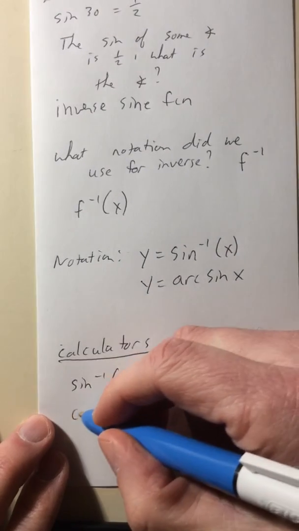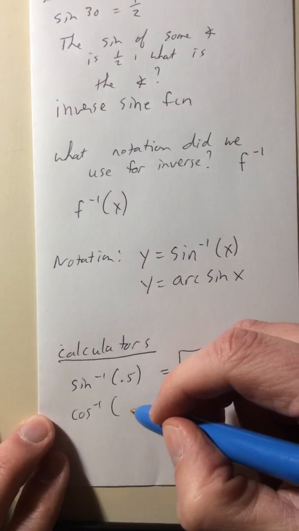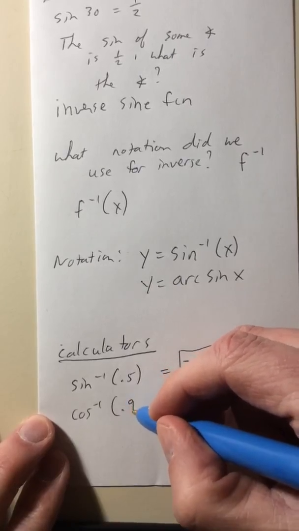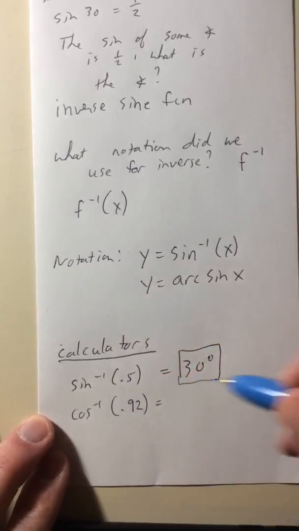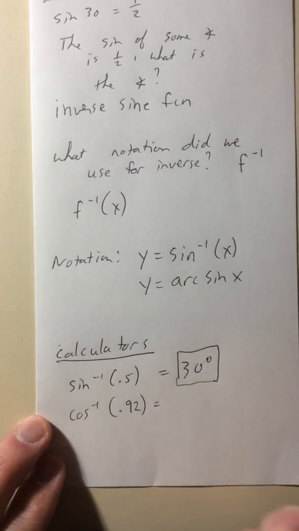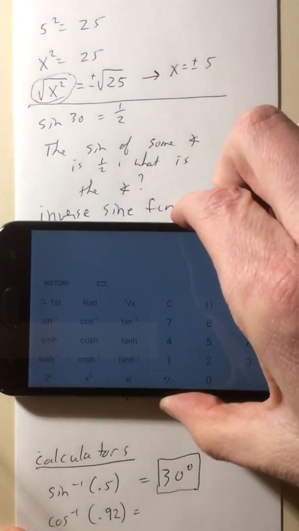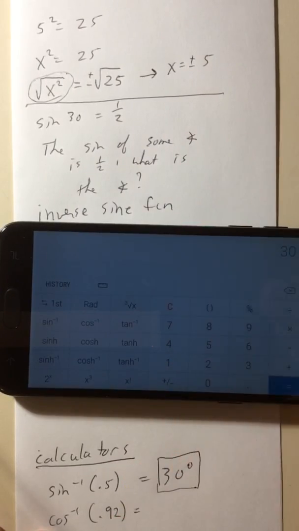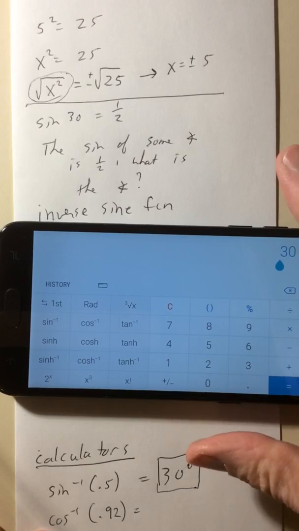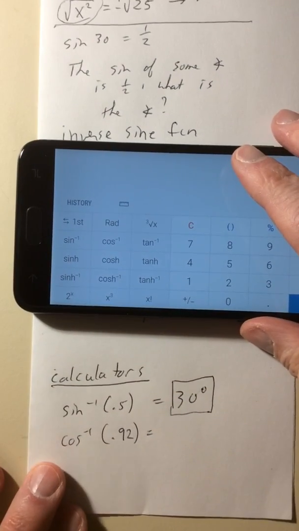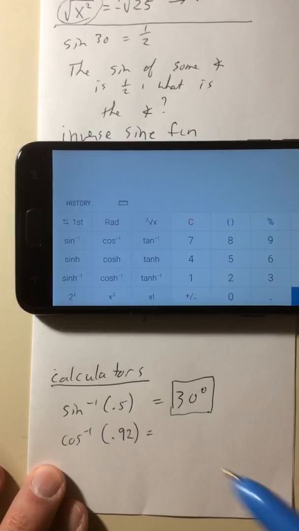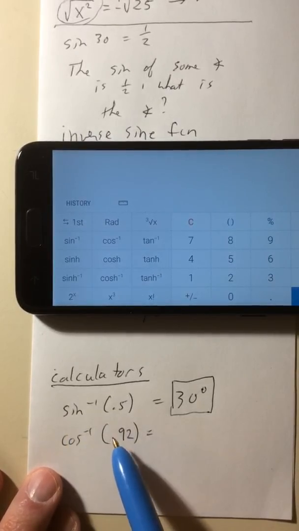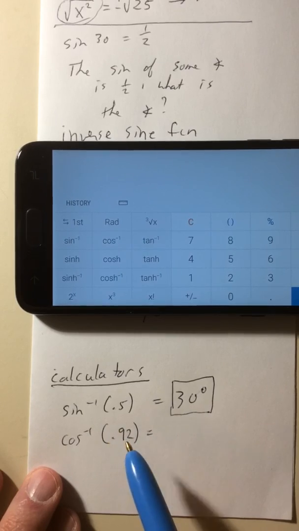Okay, so let's do another one of these. Let's do cosine -1 of, let's say, 0.92. Now, of course, we all know that the cosine and the sine both have a range that goes from -1 to +1. So the number in here for these two functions has to be somewhere between -1 and +1, because this is the function value here.